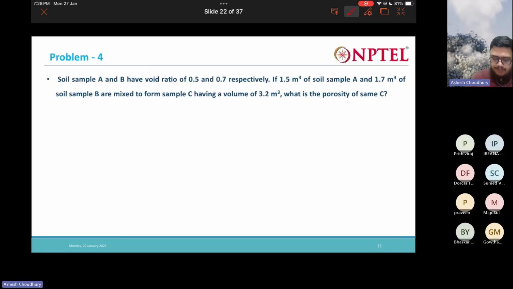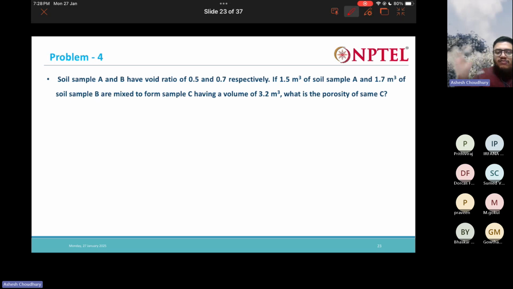The next problem. Soil sample A and B have void ratio of 0.5 and 0.7 respectively. If 1.5 meter cube of soil sample A and 1.7 meter cube of soil sample B are to form a soil sample C having a volume of 3.2 meter cube, what is the porosity of the soil sample C?